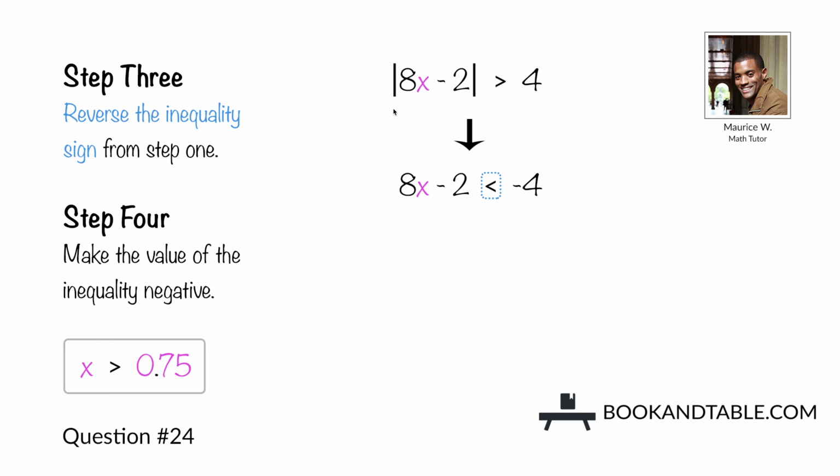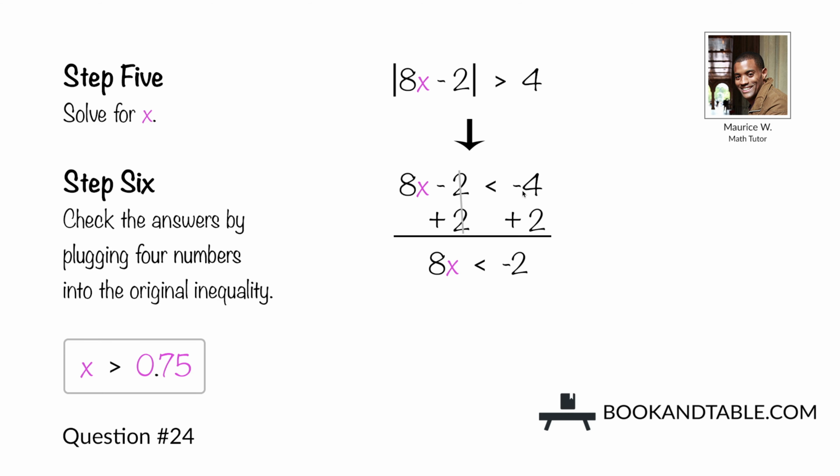And now to solve for the second inequality, in order to remove the absolute value sign, we first have to reverse the inequality sign from step 1. So we reverse it from greater than to less than, and we make the value of the inequality negative instead of positive. So now the second inequality that we need to solve for is 8x minus 2 is less than -4, and then you solve for x.